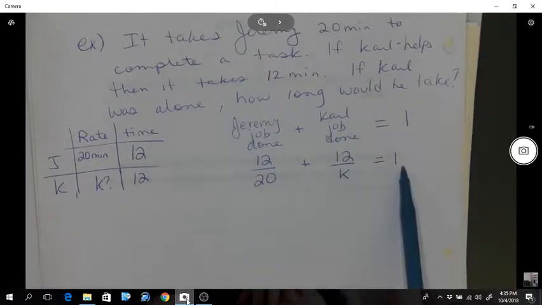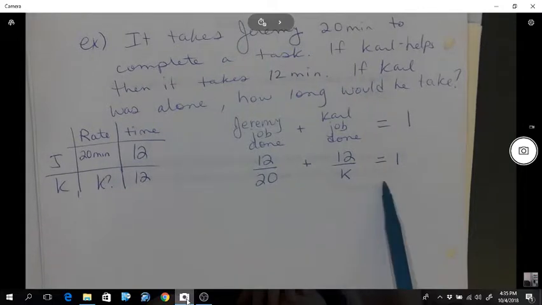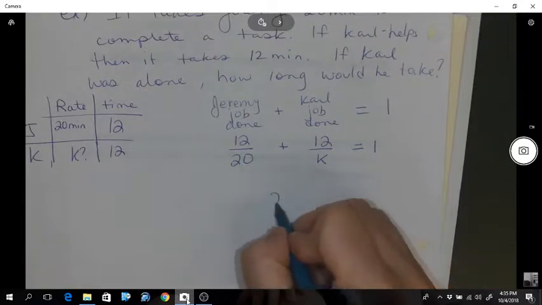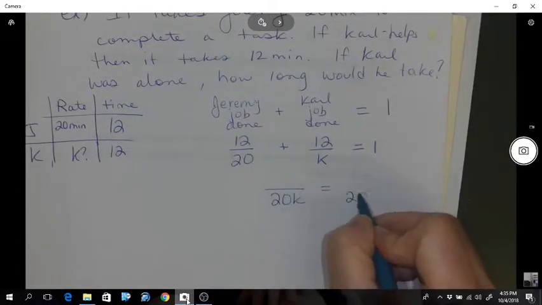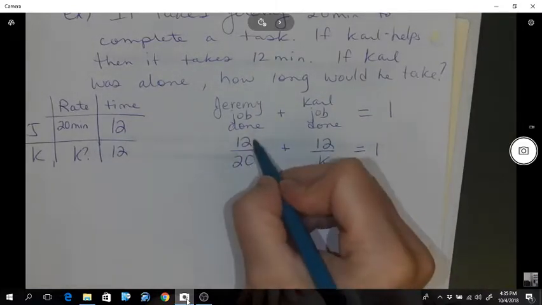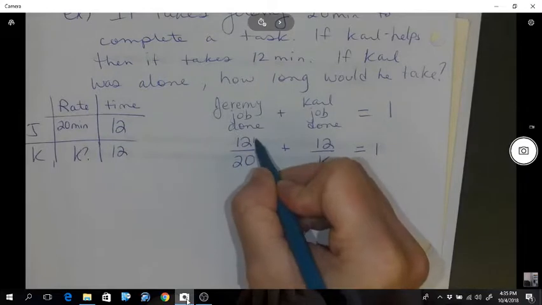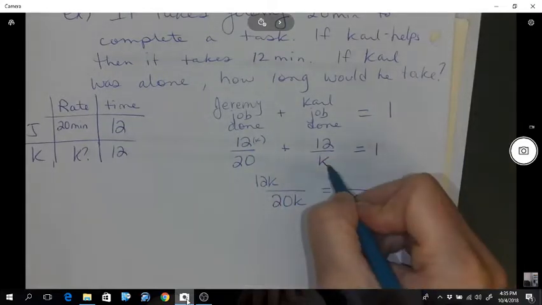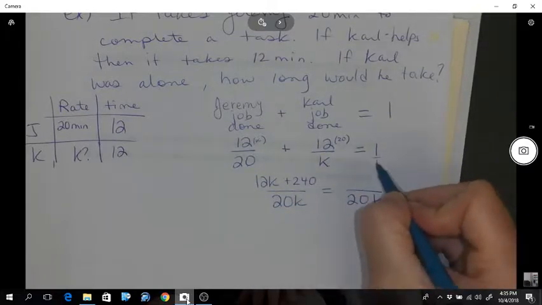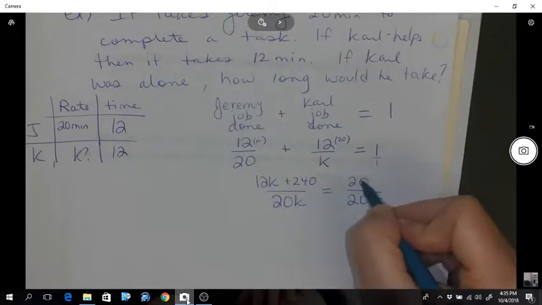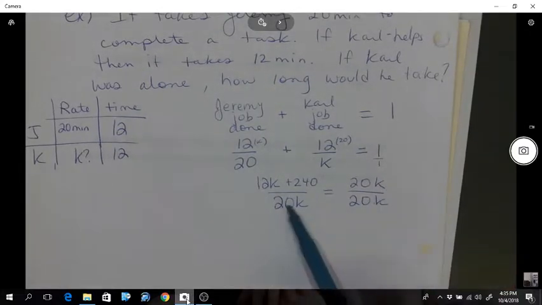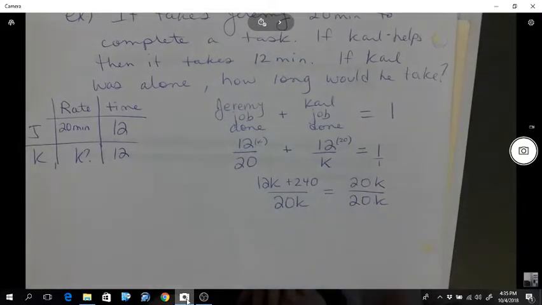So now, looking at this, I can't cross multiply because I don't have one fraction. So I'm going to use common denominator strategy. So I'm going to put everything over 20k. So if I make this 20k, I need to multiply by k. If I make this a 20k, I need to multiply by 20. If I put this over 20k, I need to multiply by 20k. So in order for the equation to be equal, denominators are already equal, the numerators have to be equal.